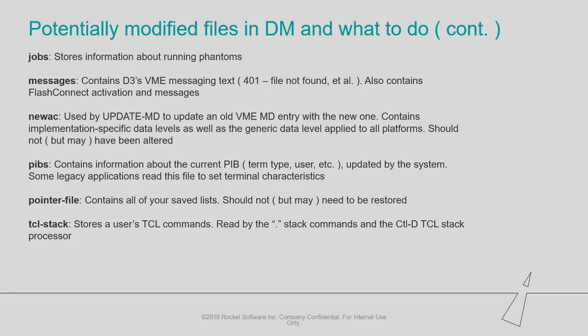The PIBs file. This contains information about the current PIB, term type, user, etc., and is updated by the system. Some legacy applications read this file to set terminal characteristics, so if your application misbehaves from a display standpoint, you may need to copy these over.